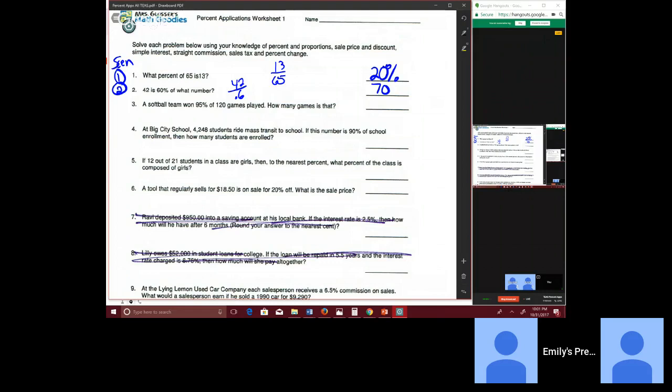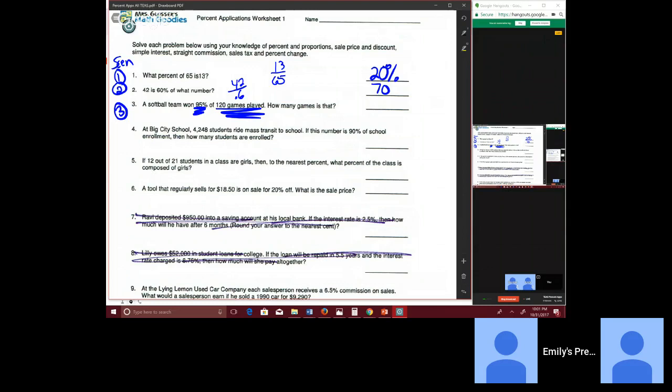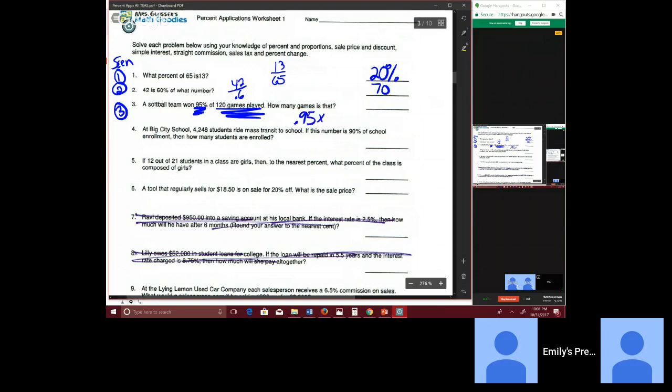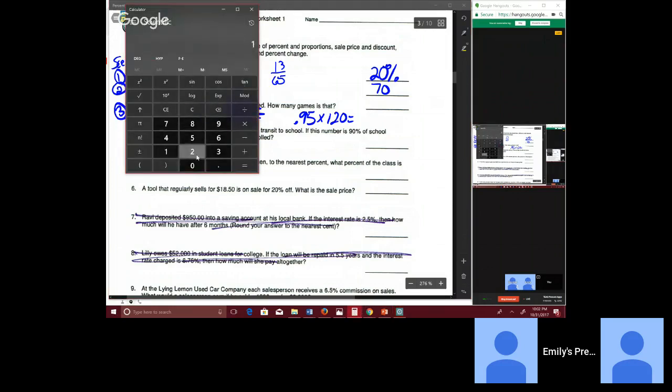Number 3 says a softball team won 95% of 120 games played. How many games is that? That is a scenario 3, because they told you that they won 95%, but they said they played 120. So played is not the same type of number as won. A scenario 3 will cause us to turn the percentage into a decimal and then multiply. So you'll take 0.95 times 120.